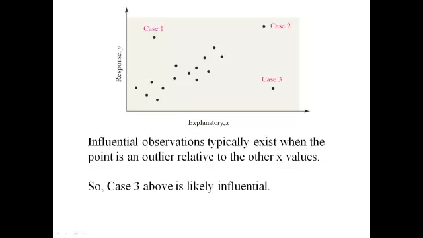Case 3, which is an outlier on the x dimension, would be more likely to affect the regression model, and so we'd be more likely to call it influential. Case 2, which has high values on both x and y, but appears that it would lie close to the regression line, might or might not turn out to be an influential point.